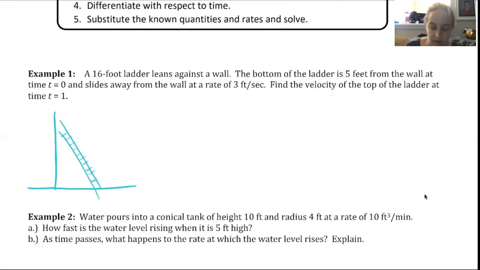Basically, you need a triangle, however you want to do it. We know that this is a right angle. We know that the ladder is 16 feet long. The bottom of the ladder is 5 feet from the wall at time equals 0. I'm not going to put a number there; I want to leave that as a variable.